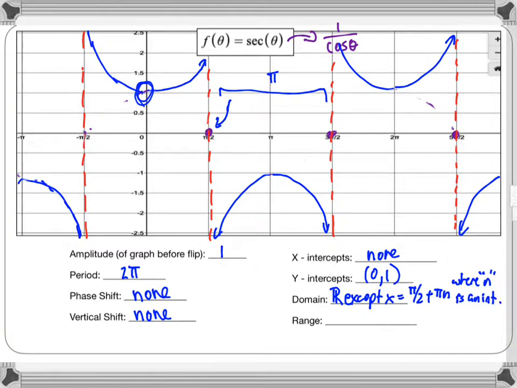And then finally the range is going to be exactly the opposite of what cosine would be. And so it's negative infinity to negative 1, union with positive 1 to infinity, okay? So that's what that looks like in standard form. So let's go on to an example of that.